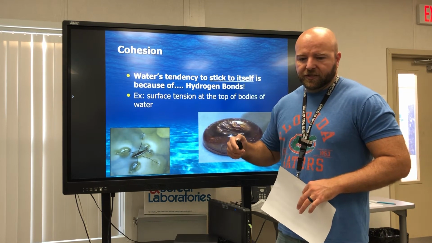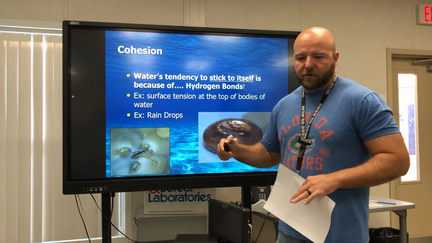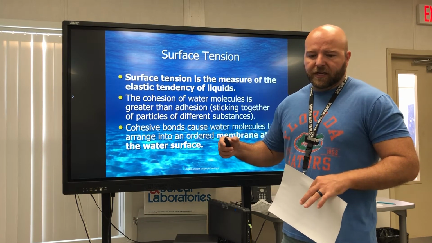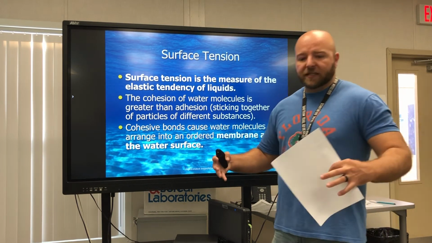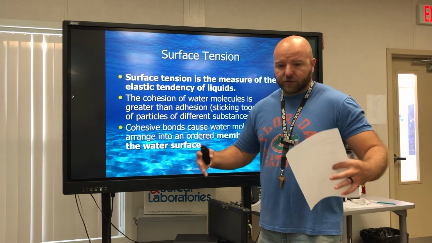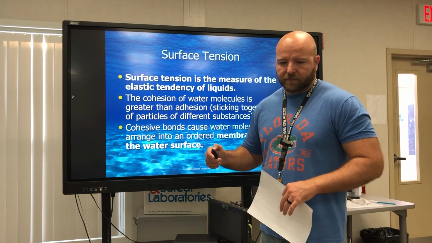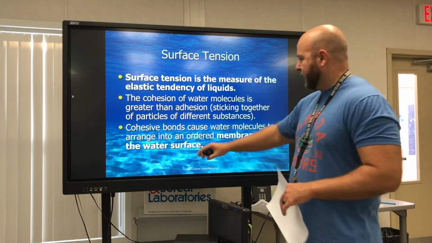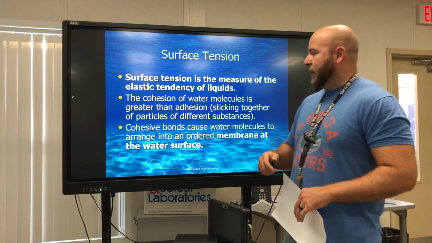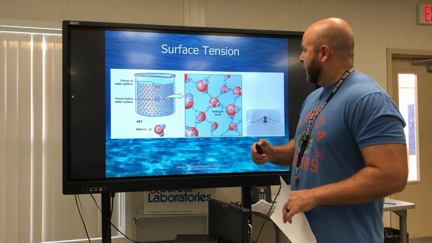So surface tension is at the top of a body of water. It is the measure of the elastic tendency of a liquid, and water's surface tension is greater than other liquids. I do want you to catch that little line at the bottom there. It forms a membrane at the water surface. That's the part that I want you to have written down.